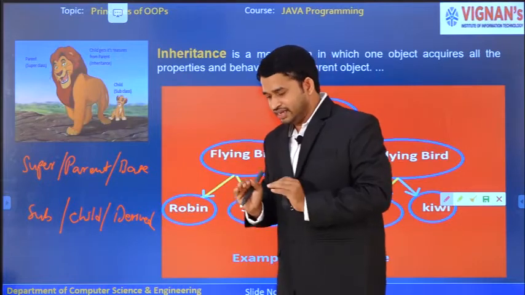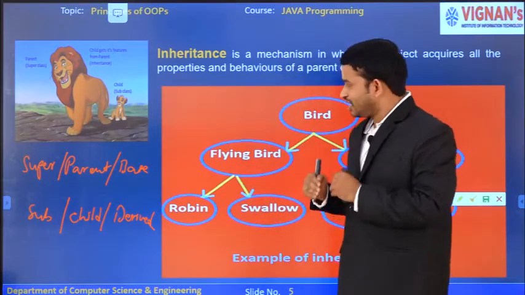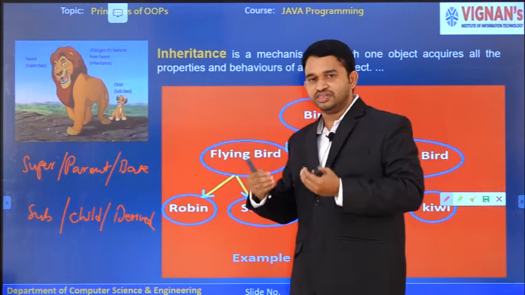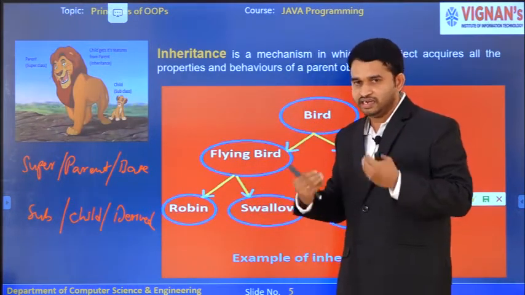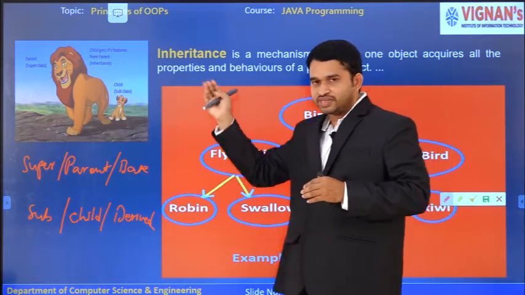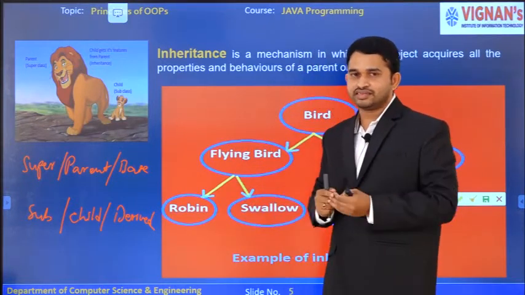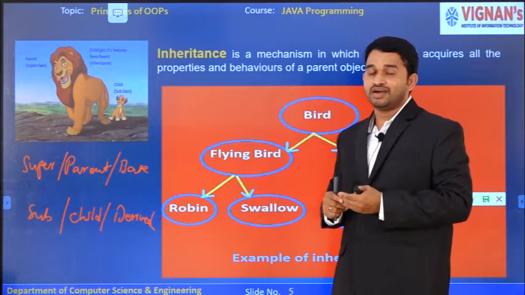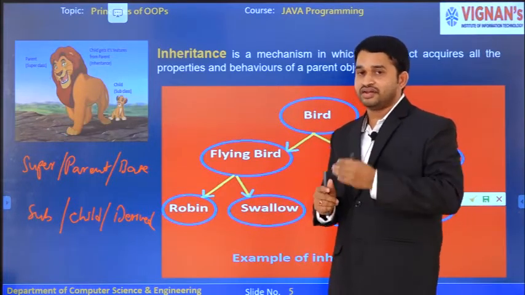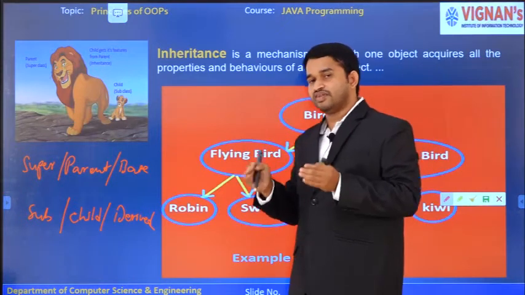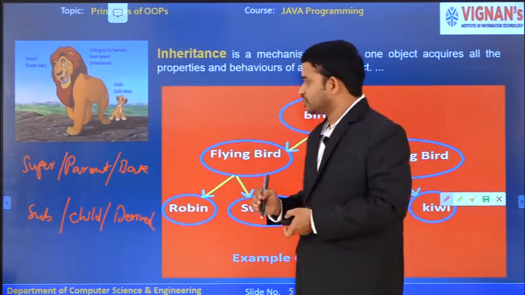So this is about inheritance. In our course, I will explain in detail about inheritance in unit 3: what are the types of inheritance, and how to implement those inheritance concepts. Actually there are 5 types of inheritance: single inheritance, multi-level inheritance, multiple inheritance, hybrid inheritance, and hierarchical inheritance. All those 5 types I will explain in unit 3.